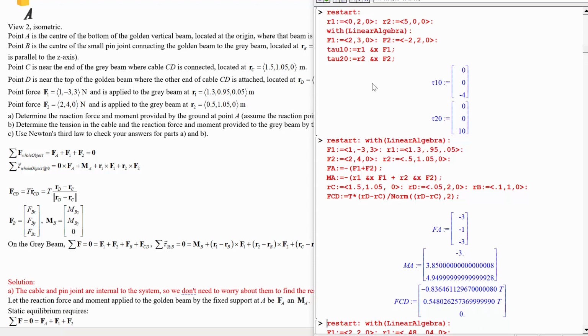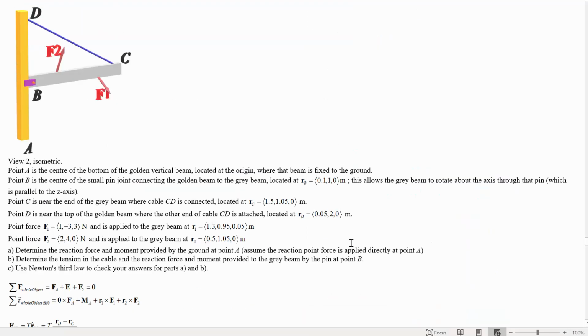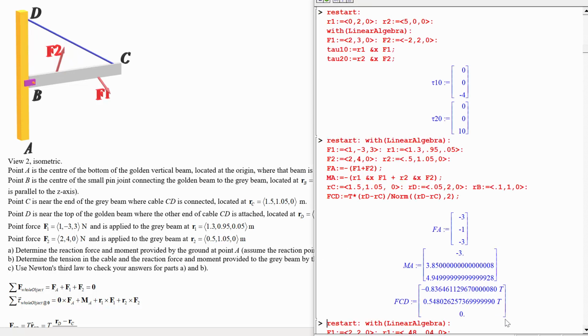So C and D have the same Z component, which means we don't expect any Z part of that, and it should point back and up. It looks like it points in negative X fairly strongly, and in positive Y not as strongly. Right, okay, that looks good.